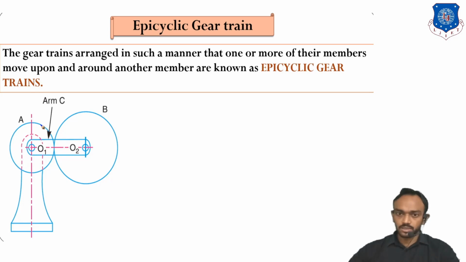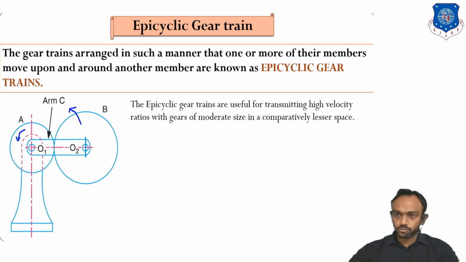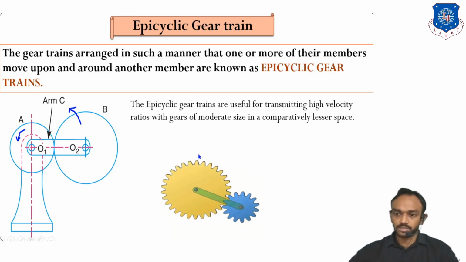You can see here gear A is at the center, and gear B is moving around gear A, connected by this arm. The arm is given the notation C, arm C. So if I rotate A, it will rotate B. The epicyclic gear train is very useful because, in simple language, a very high velocity ratio in limited space can be obtained by this.